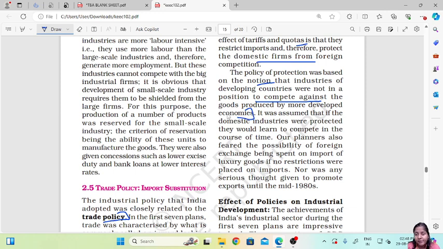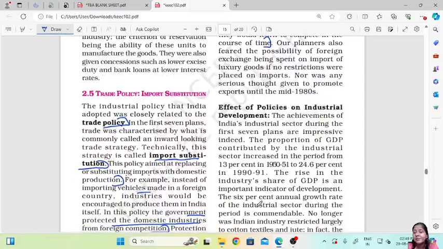And it was assumed that if the domestic industries were protected, they would learn to compete in the course of time. The plans also feared the possibility of foreign exchange being spent on imports of luxury goods. If India is not producing goods in its domestic territory, then it has to pay more and import more goods. This was going to affect the revenues of the Indian government, so that was one of the threats for them. Nor was any serious thought given to promoting exports till the mid 1980s.